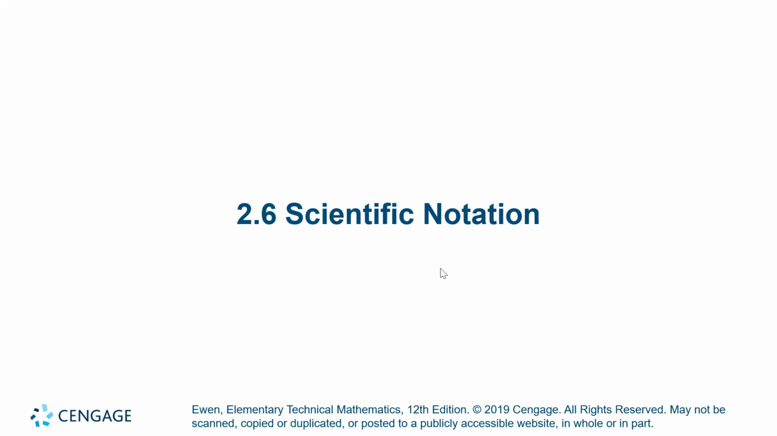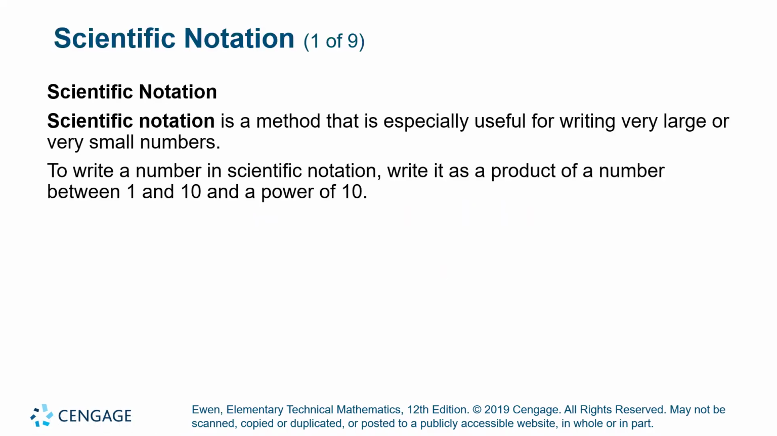So when you think of scientific notation, think of trying to summarize or make very large numbers, or very, very small numbers, look decent in some way. You're trying to make it look nicer or more decent, as I earlier said. It is a method that is especially useful for writing very large or very small numbers. Now, to write a number in scientific notation, write it as a product of a number between 1 and 10 and a power of 10.